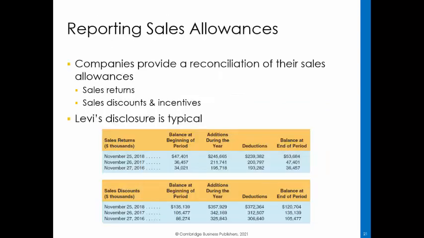Levi Strauss provides a reconciliation of the beginning and ending balances for the past 3 years for its allowance for sales returns and for its sales discounts and incentives in its 2018 10-K. This is a typical disclosure for companies with sales returns, discounts, and other sales discounts. We will analyze this information to determine the effects of sales allowances and discounts.